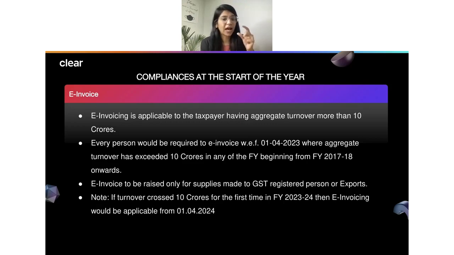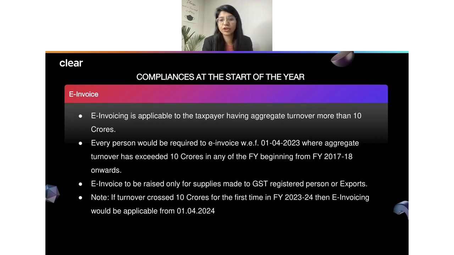But that IRN has to be generated only in respect of your B2B supplies. And when I'm saying B2B supplies, you always have to generate only for tax invoices. You don't have to generate for a bill of supply, which means whenever you are raising the bill of supply for all your exempted supply, for that you are not required to generate the IRN number, but you are required to generate the IRN number for all of your B2B taxable supplies, right?